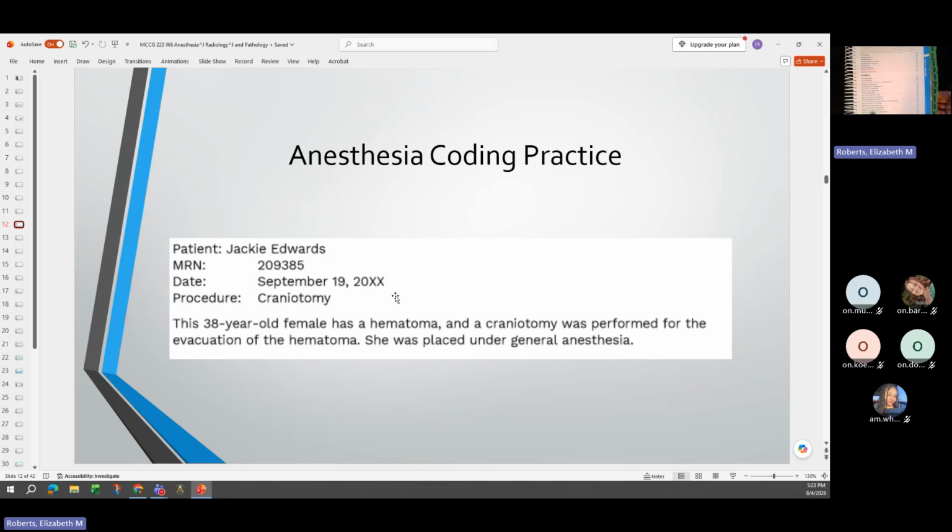So what are we going to look up? You tell me, what is the main term that we're going to look up in the index here? Are we going to look up craniotomy?